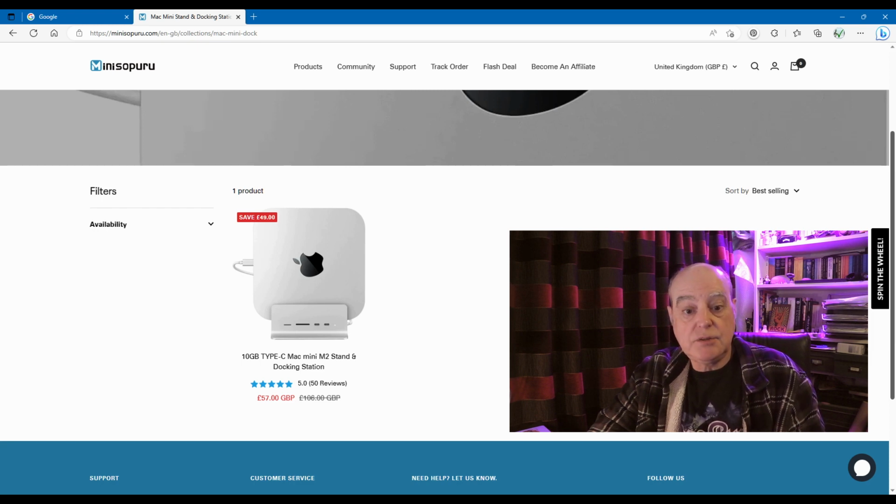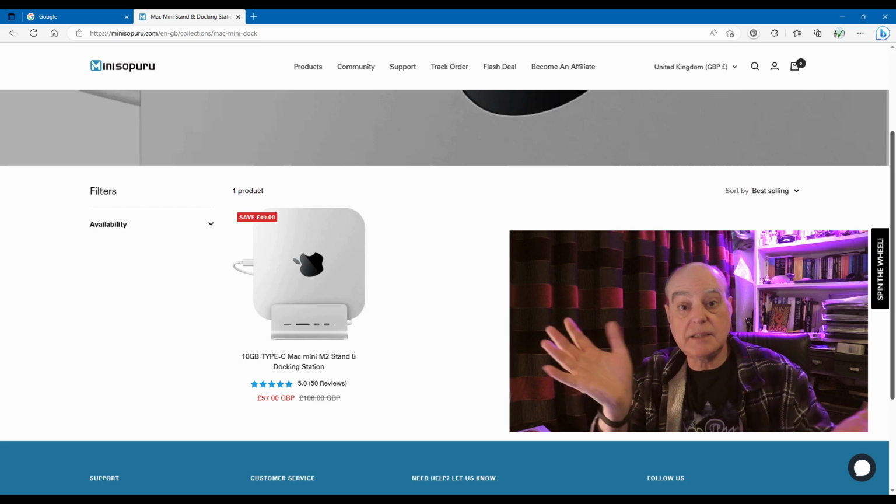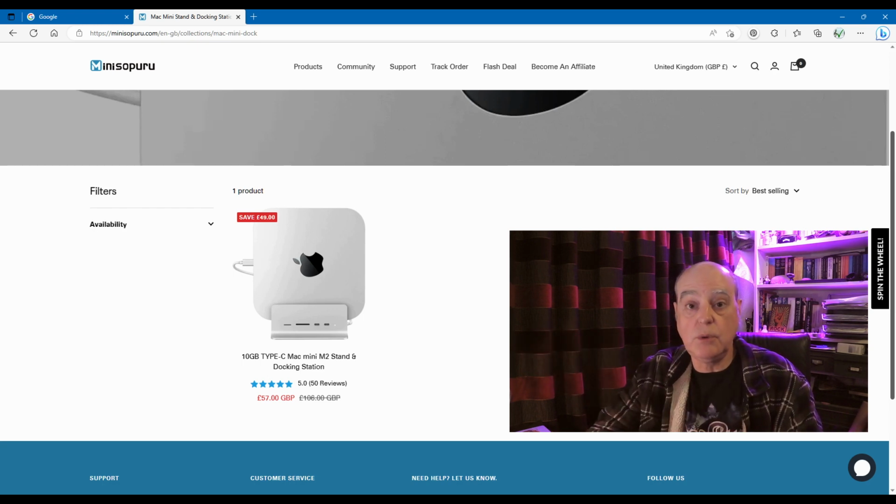The other advantage is, of course, because the Mac is stood up, heat dissipation isn't a problem. The entire underside of the Mac is exposed to the air and cooling won't be a problem. And it allowed me to put in an NVMe drive.